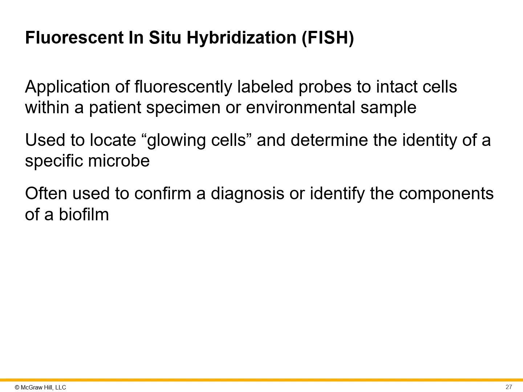Now the FISH, the fluorescent in situ hybridization, this, again, fluorescently labels probes to look at intact cells within the patient's specimen or the environmental sample. So glowing cells start occurring to determine the identity of specific microbes. So it's usually used to confirm a diagnosis or identify a component of a biofilm.